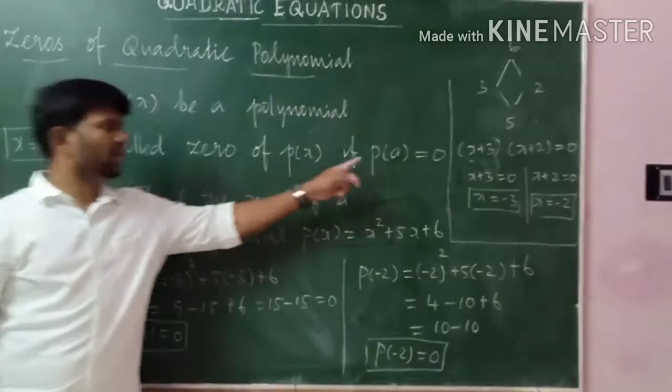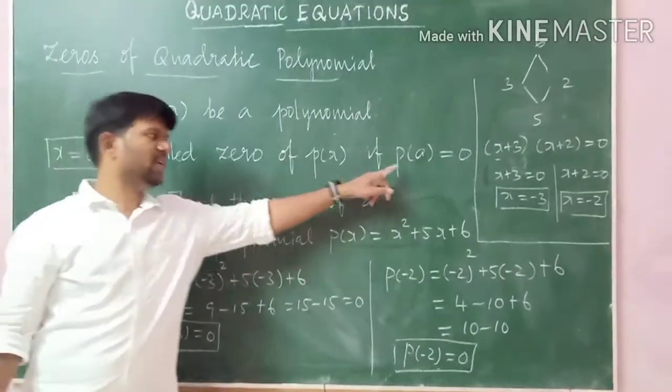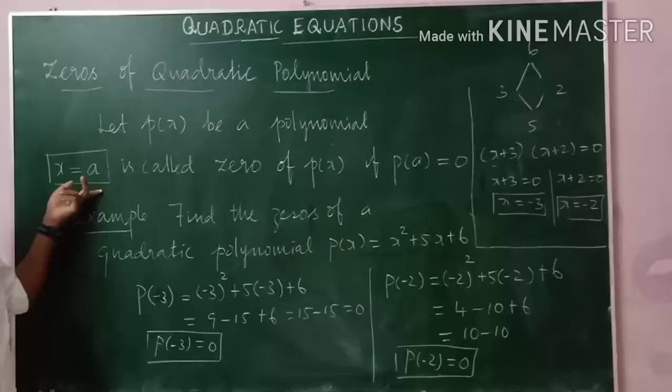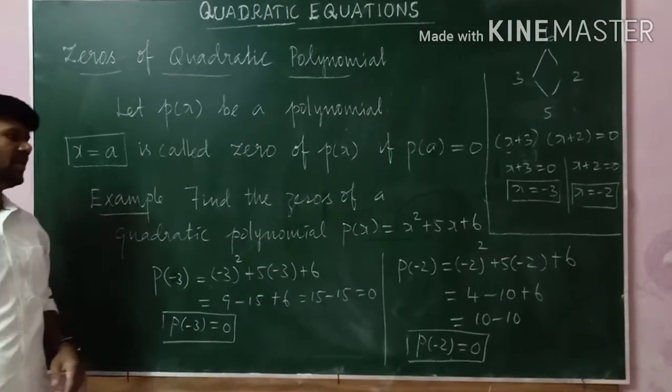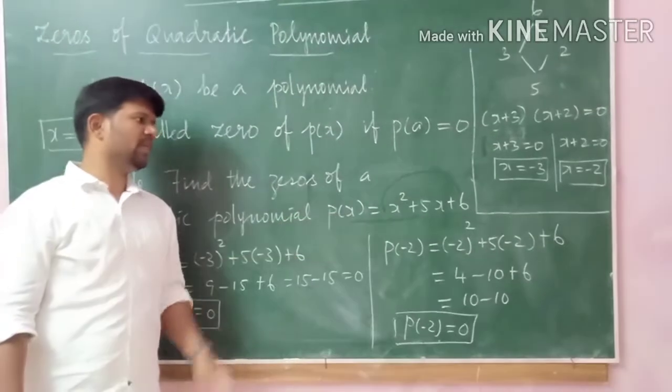Here you have seen p of a equal to 0. If p of a equal to 0, what could we say? x is equal to a is a zero. So likewise, x is equal to minus 3 is the zero of the given polynomial p of x.